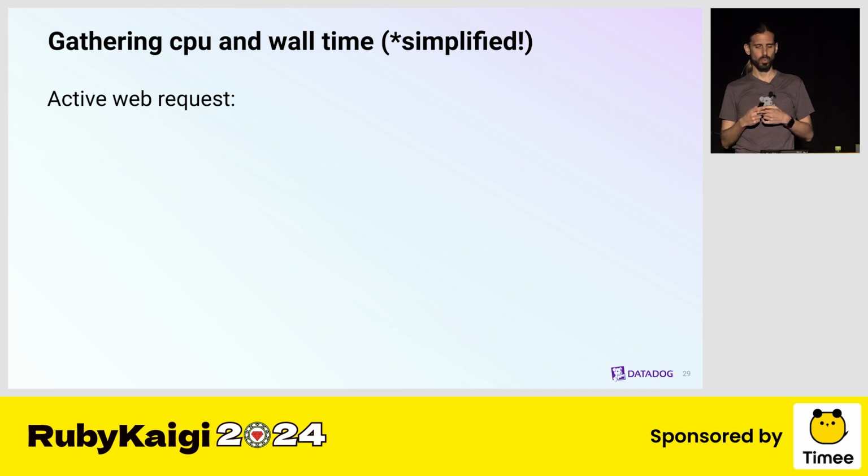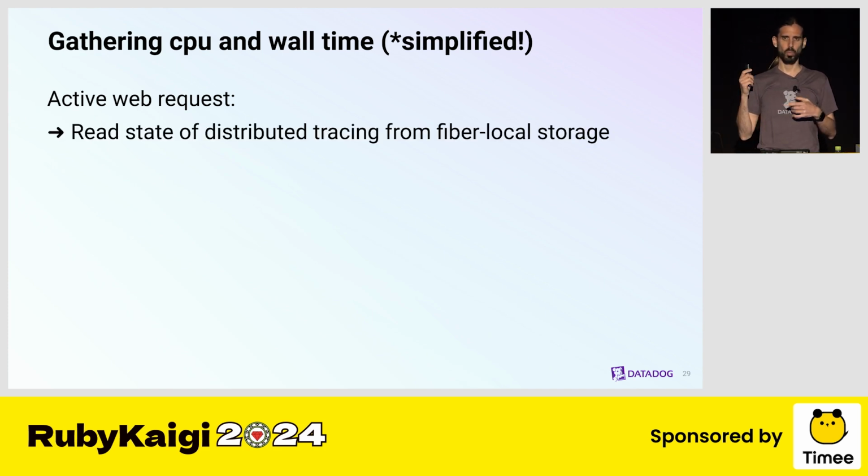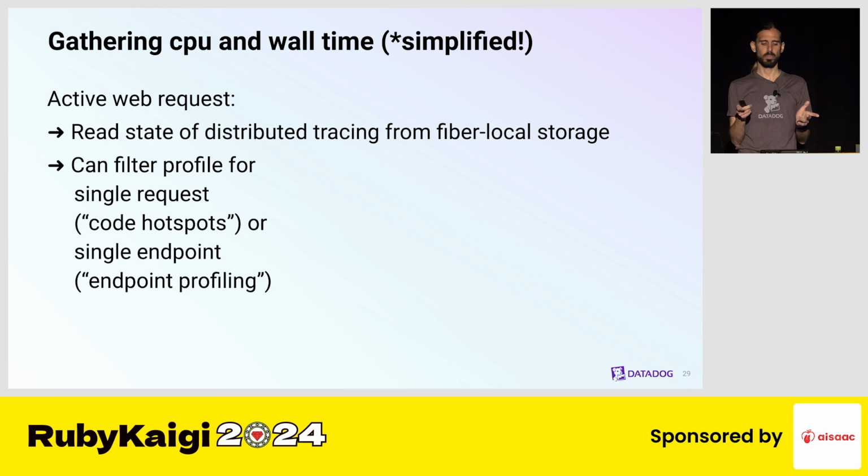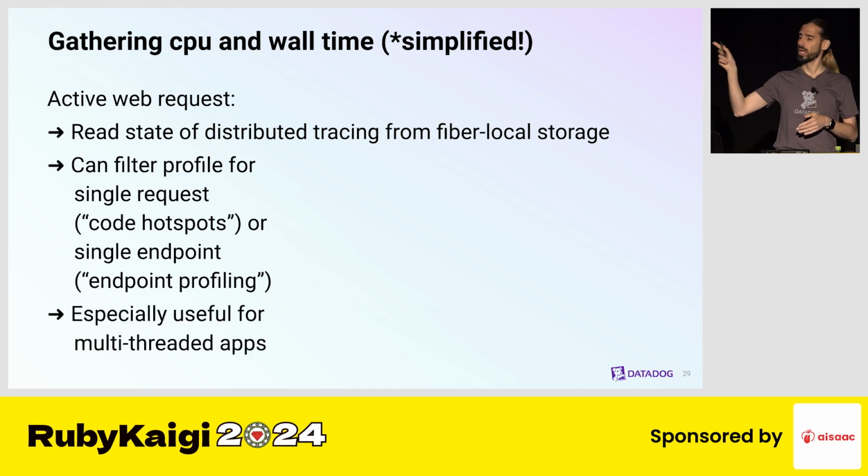We also use the active web request. So the idea is that for Datadog, we already have a bunch of instrumentation for what's the current active endpoint and distributed trace that's flowing through your application. So we actually read this information from the profiler. And the idea is that we can then filter the profile to just one single request. So I want to profile just one request, even if I have data for all of them, or even just a single endpoint. So you can ask, can you show me a profile for this endpoint for the last 4 hours, which we call endpoint profiling.